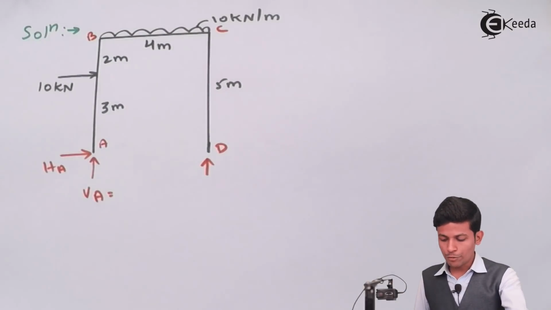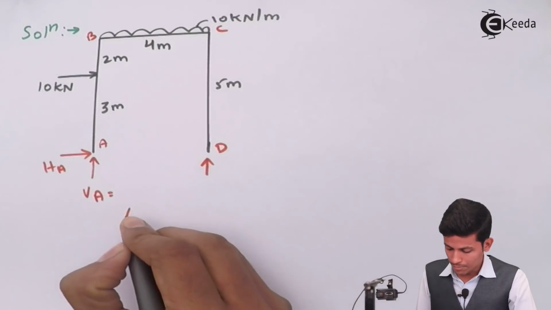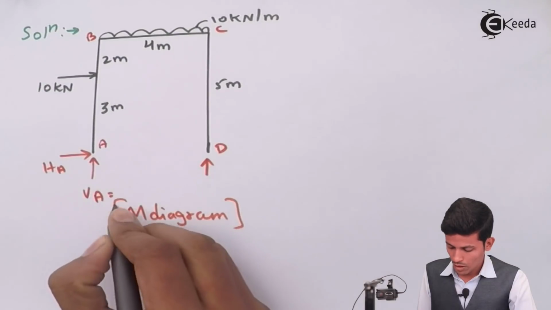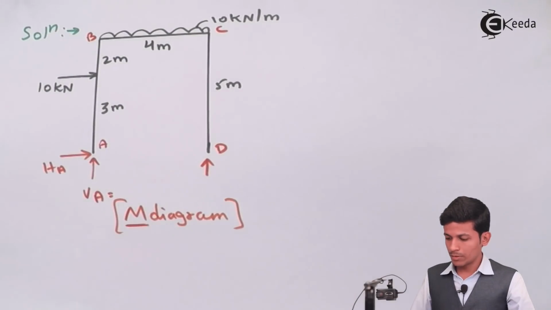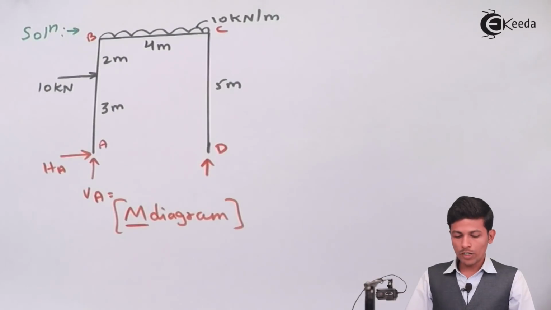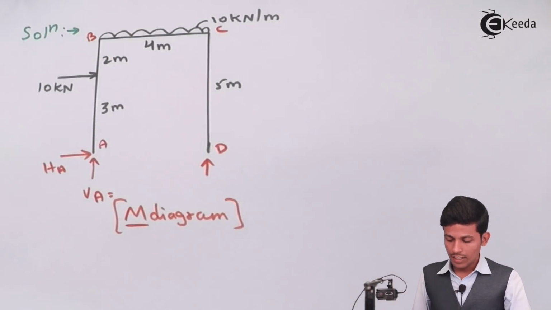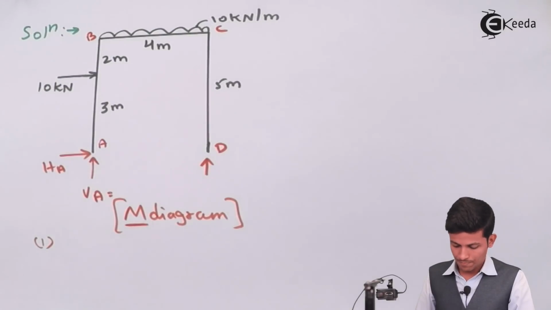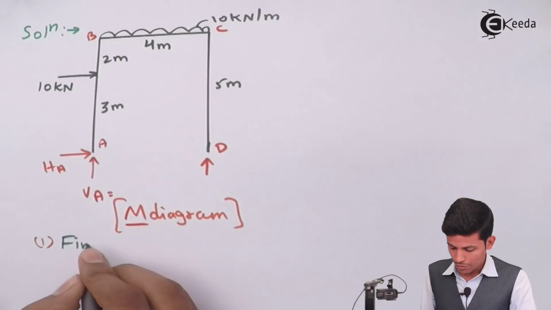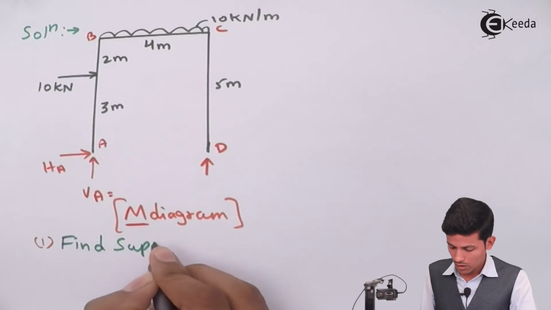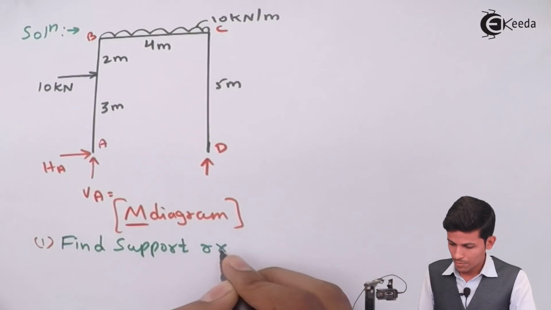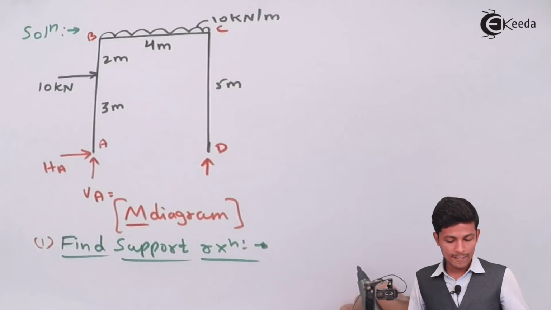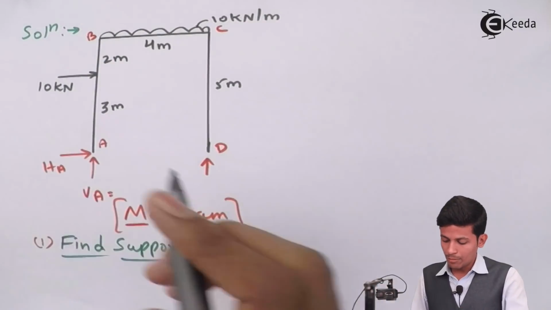Now first, what you have to find is the M diagram. This is big M, not small m, this is the big M diagram. Now what you have to do first is find the reactions. First step is to find the support reactions. In the support reactions, we are taking moment at A.